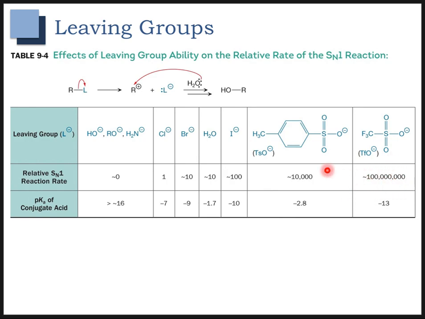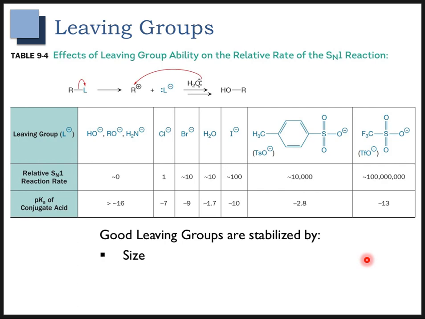And these over here are going to be resonance stabilized leaving groups. So they're going to be very good leaving groups because they are weak bases. We've got other types of good leaving groups, things like halogens, right? Weak bases. And then your bad leaving groups over here are your strong bases. So good leaving groups, of course, we know that they're stabilized by size, right? That's why I- is a good leaving group. We also know that electronegativity stabilizes them. That's why our halogens are good leaving groups. And of course, resonance can also stabilize our leaving groups.